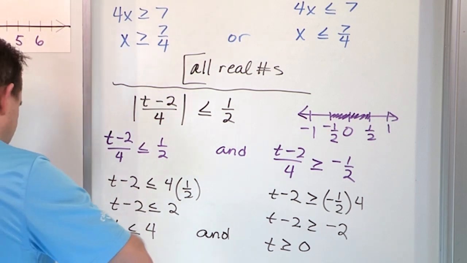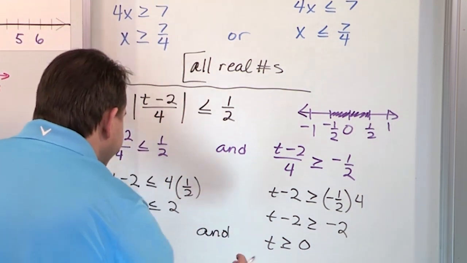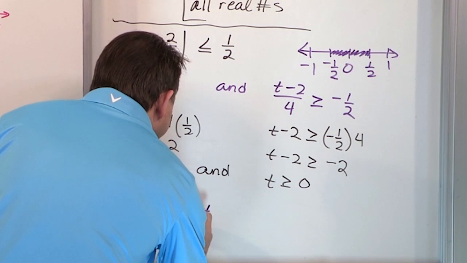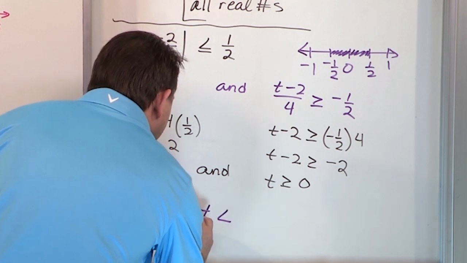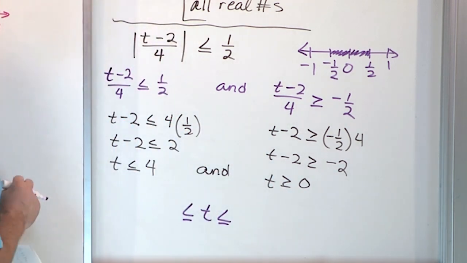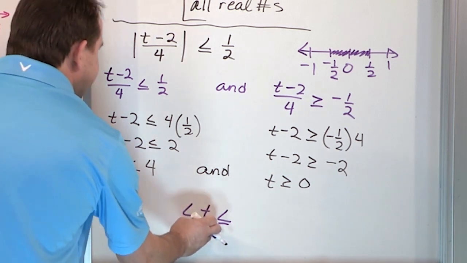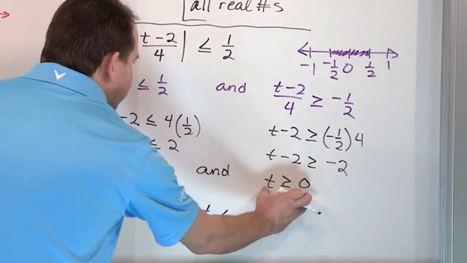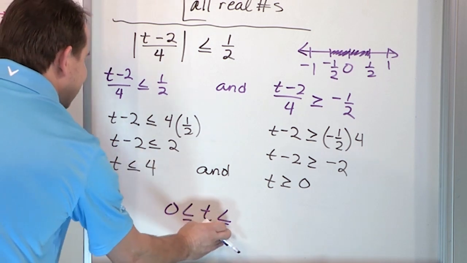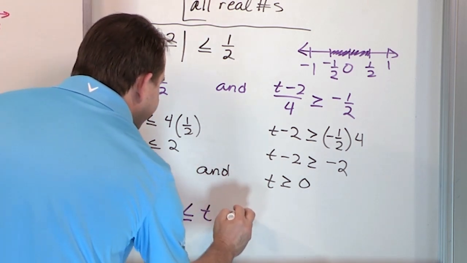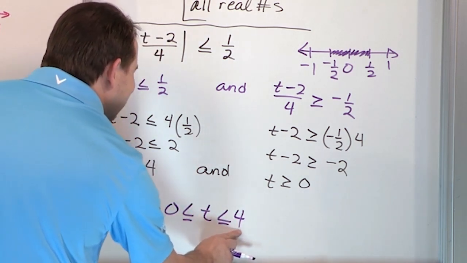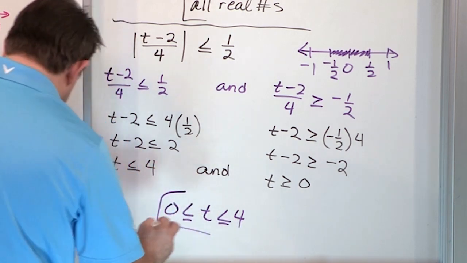If you want to write that as a compound inequality, the first thing you do is put your t in the middle, and put your left-hand and right-hand inequalities. They both have equal signs, so we'll put equal signs under each of them. Reading from the inside, t is greater than or equal to 0, less than or equal to 4. This is the answer that you would write.